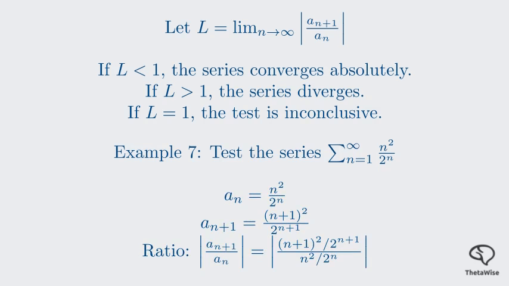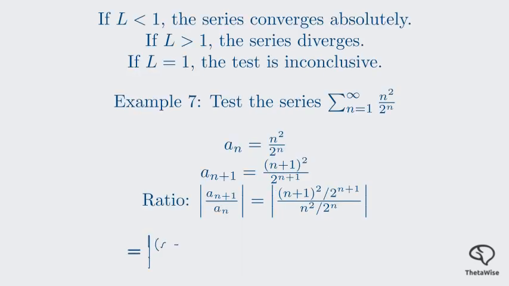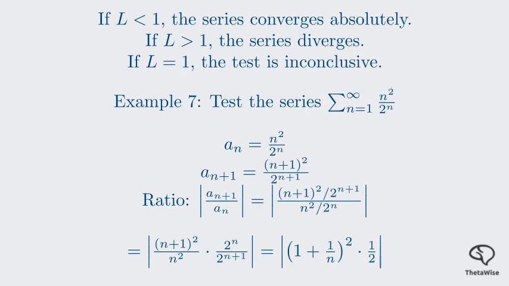Now we simplify this expression. We can rewrite this as n plus 1 squared over n squared times 2 to the n over 2 to the n plus 1. This simplifies to 1 plus 1 over n, squared, all over 2.